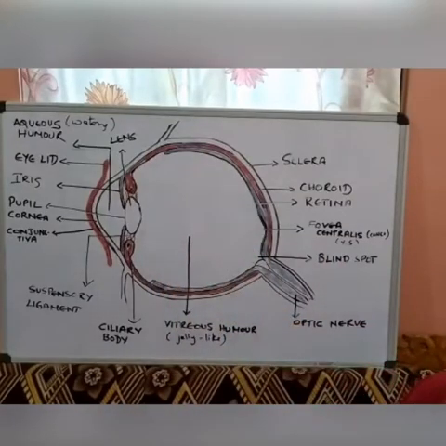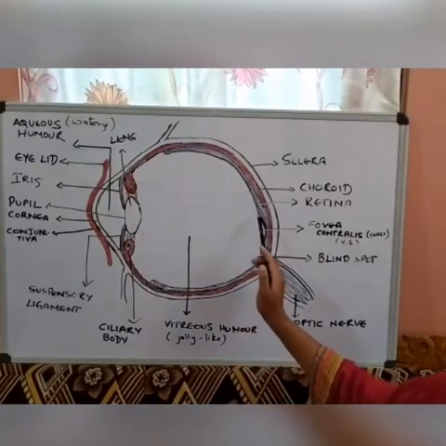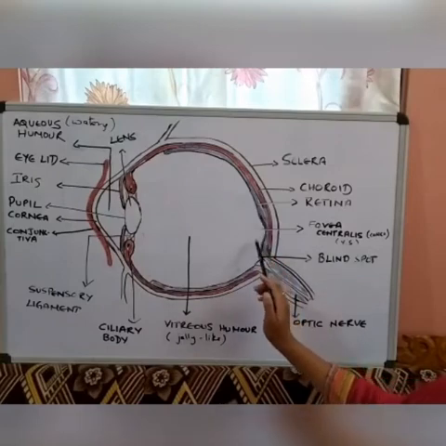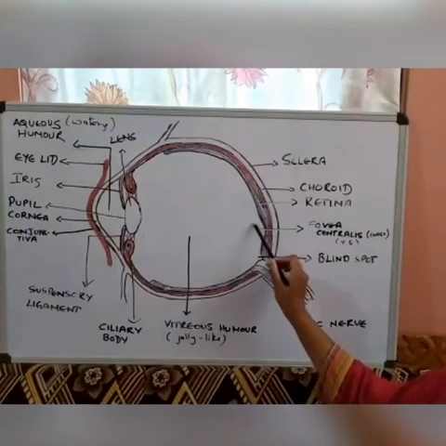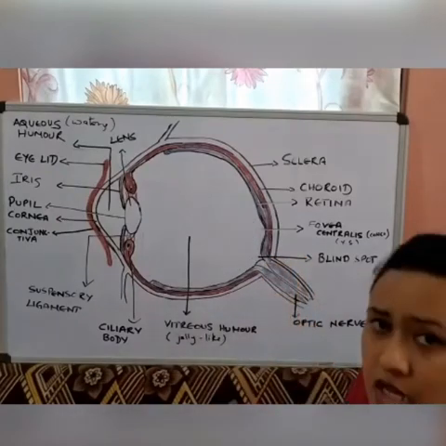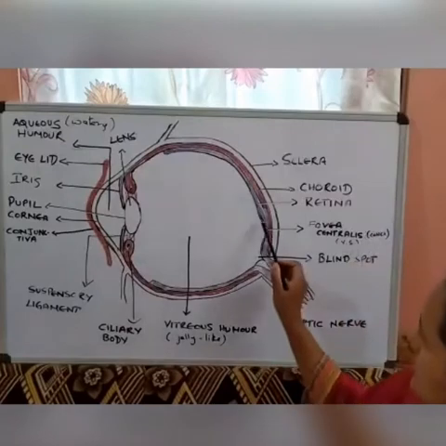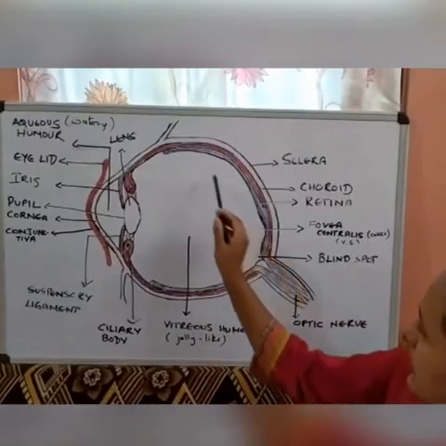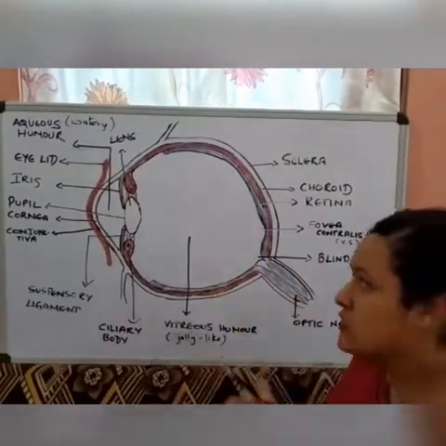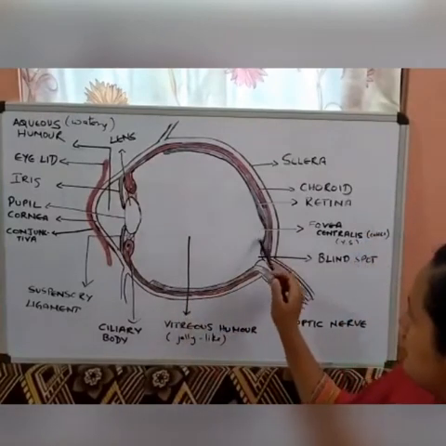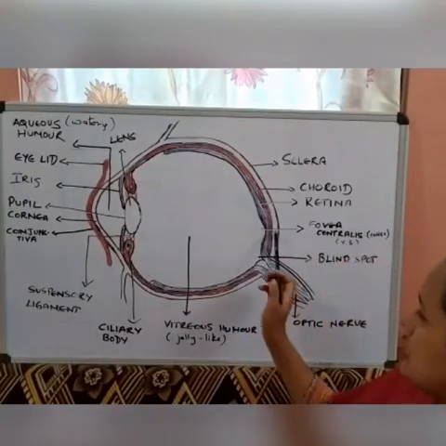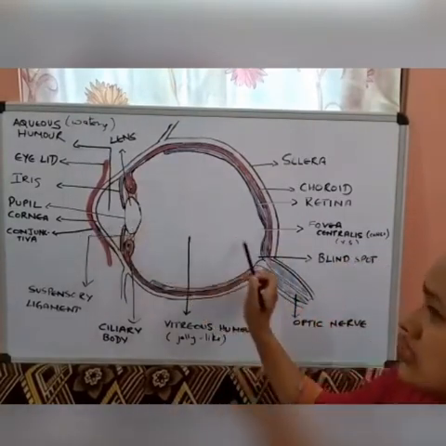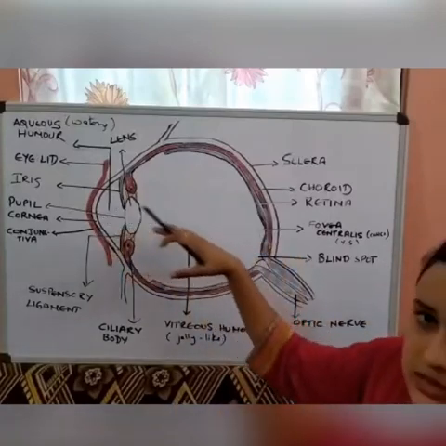You can see a depressed portion here. This portion contains only the cones. Cones are very sensitive to light. All the other portions are a mixture of both rods and cones, except this place. Here this depression contains only the cones, and it lies just at the principal axis of the lens.